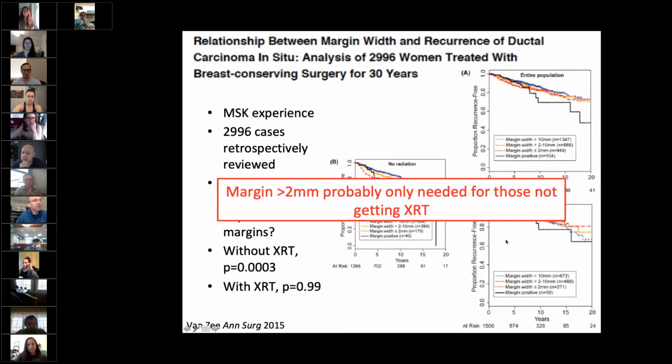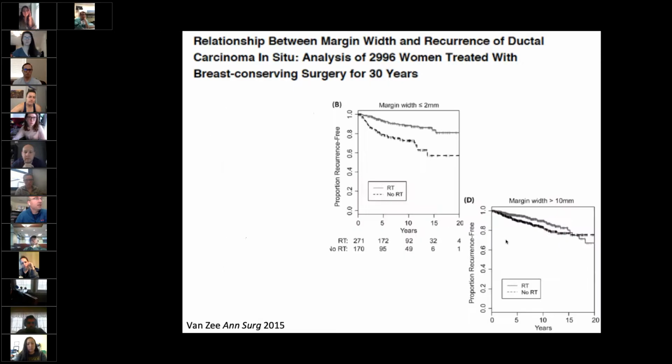Margin greater than 2 millimeters, probably only if you're not gonna give radiation, according to this paper. The interesting thing about this, and Rob could probably talk to this, is that the senior author, Monica Morrow, was the first author on those guidelines that said a 2 millimeter margin is needed. So it's sort of interesting, I don't know what happened there, but the same person argued for two different things across this paper versus their big guidelines.